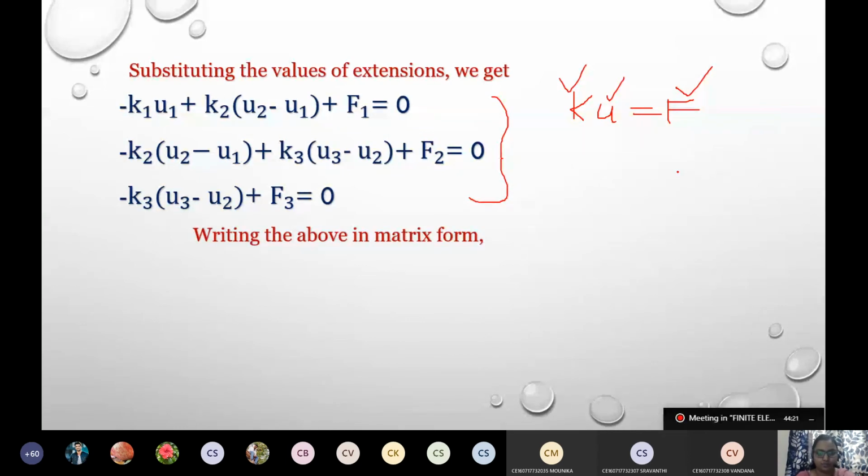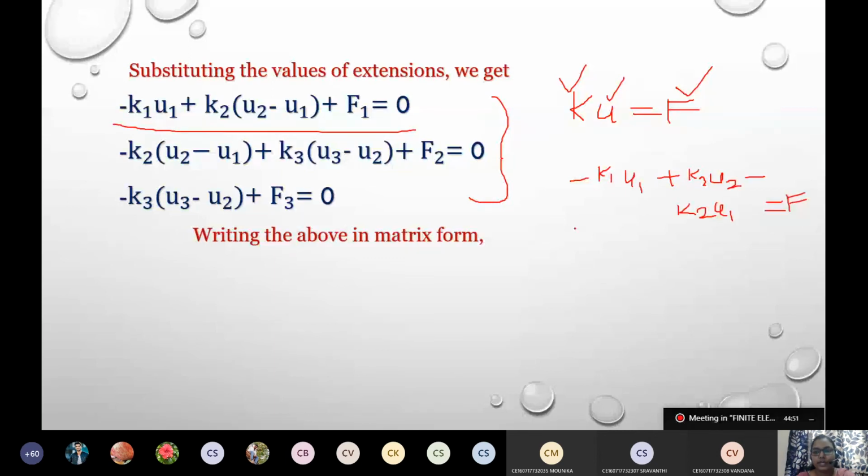That's your turn now. I'll just give you the matrix form at the end. Just rewrite what equation you have. Suppose the first equation we have, what I can get: minus K1 U1 plus K2 U2 minus K2 U1 is equal to F.